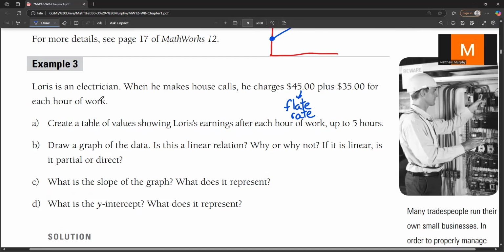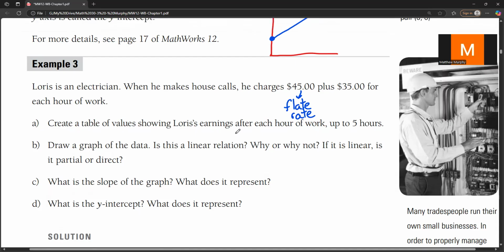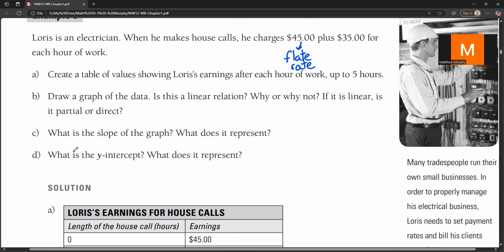So A, we're going to create a table of values showing Loris's earnings after each hour of work for up to 5 hours. B, we are going to draw a graph of the data and determine if it's a linear relation and why or why not. And if it is linear, is it partial or direct? And C, what is the slope of the graph, which we know how to calculate, and what does it represent, which you should already know from the last lesson. And then we're going to determine the y-intercept and what it represents.